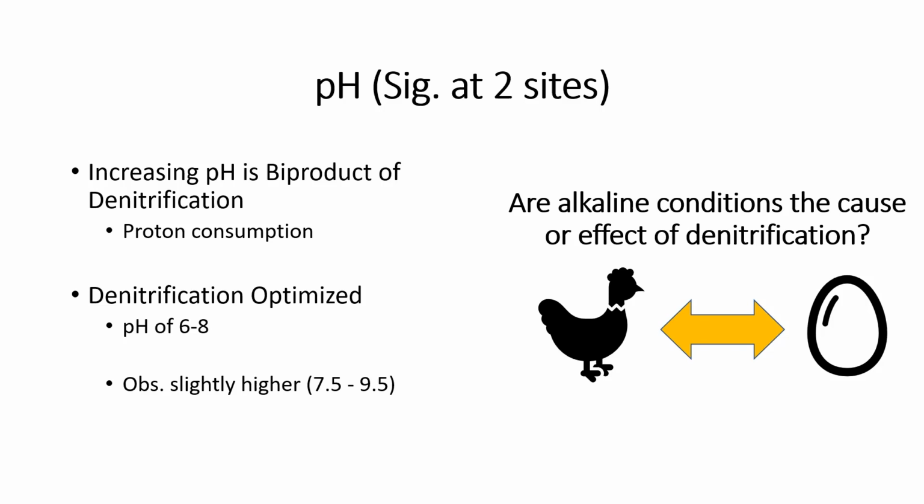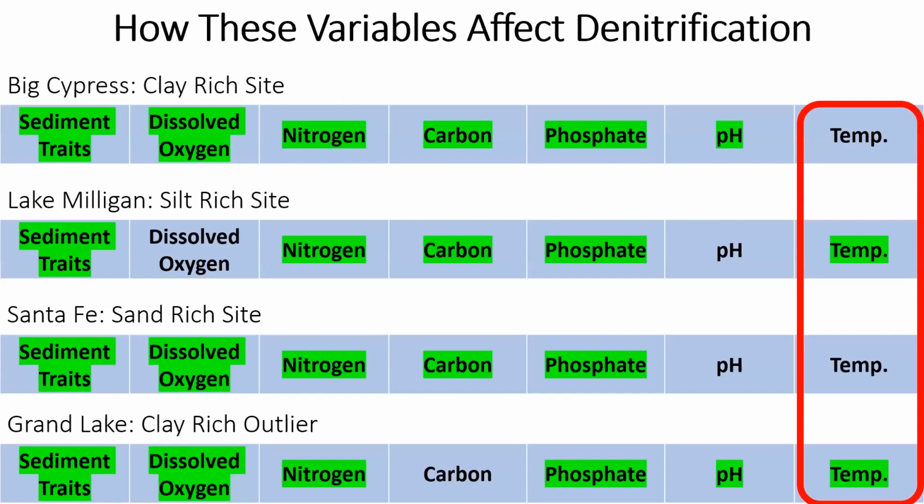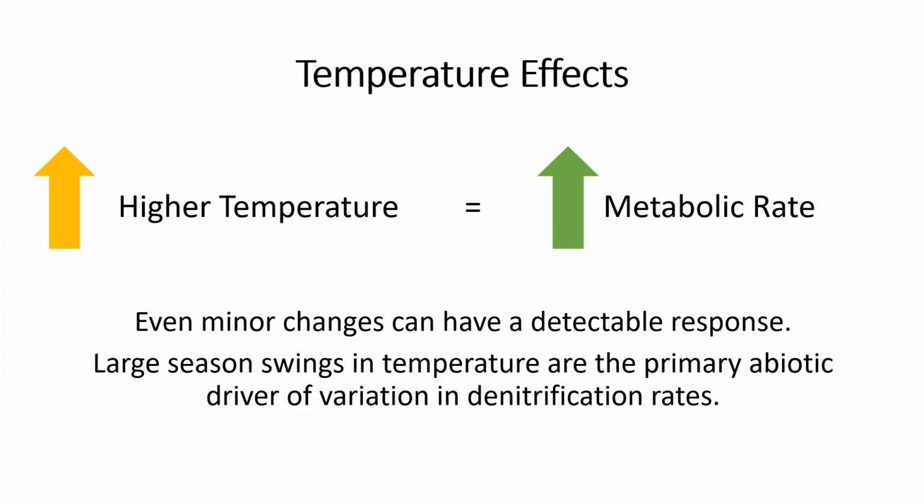But with regional variation, we think that these microbial communities may be able to acclimate and optimally denitrify under these conditions as well. But as denitrification can both cause an increase in pH, but also is optimized under these optimal conditions, it begs an important question. Are alkali conditions the cause or effect of denitrification? And this is ultimately something that we could not address in our incubations, but is still up for debate in much of the literature.